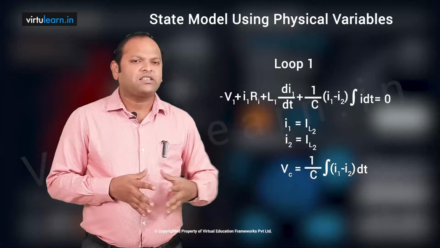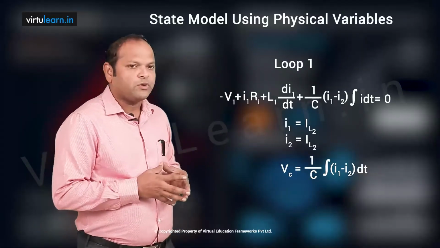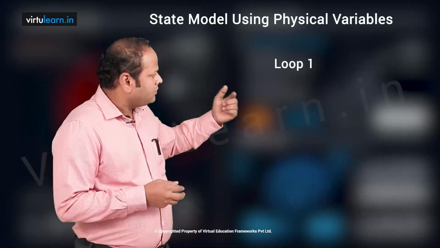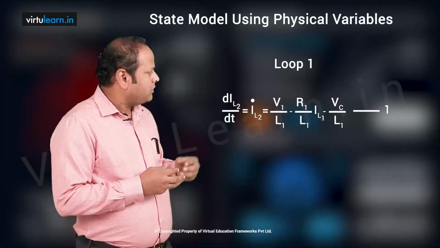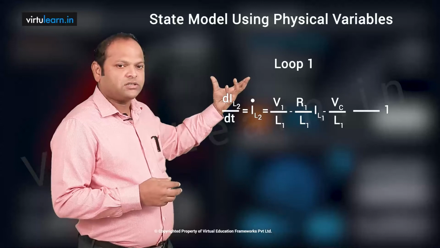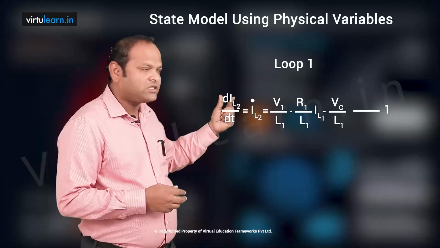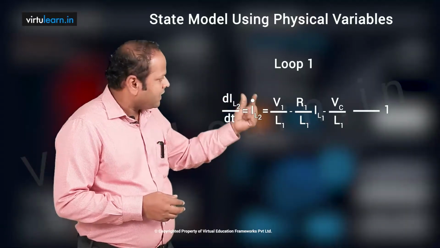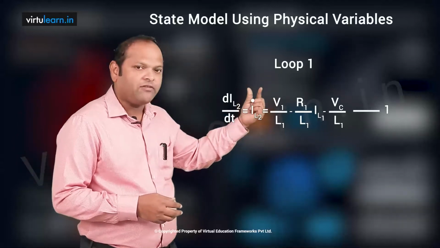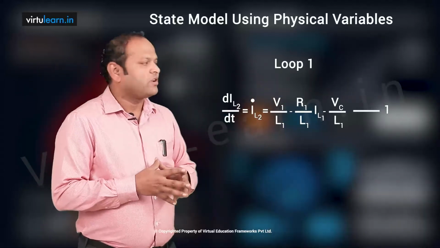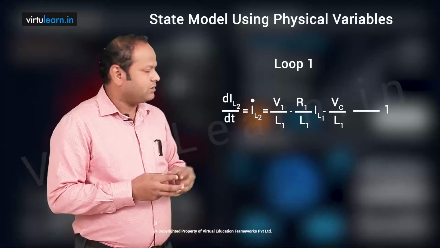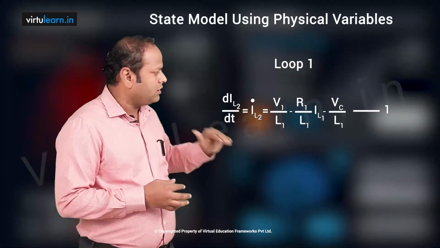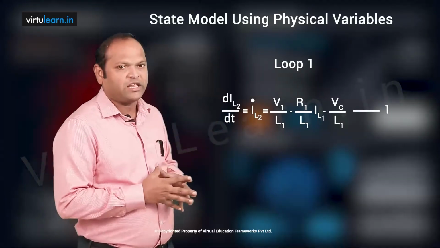I am going to rewrite this equation in terms of the state variables, and on the left side I want to write L di/dt, which is my first loop I1 term. When you rearrange, you get dIL1/dt, which is IL1 dot, the state variable derivative, equal to V1/L1 minus R1/L1 into IL1 minus Vc/L1. So this is one of the equations, obtained before deriving the state model.